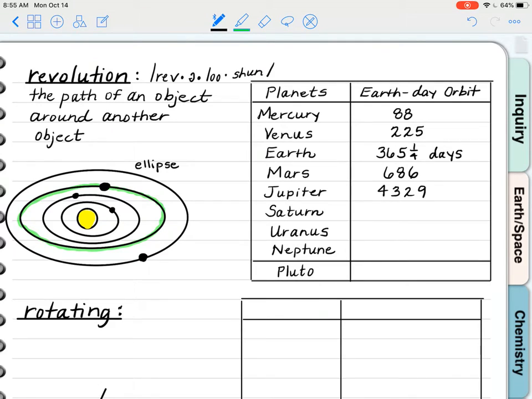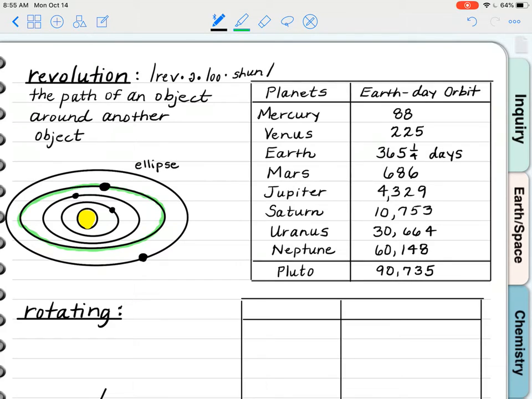Much, much longer. Saturn takes 10,753 days to make one full orbit. Uranus takes 30,664 days to make one full orbit. Neptune is 60,148 days. And Pluto is 90,735 days.